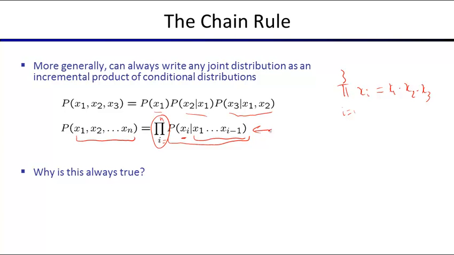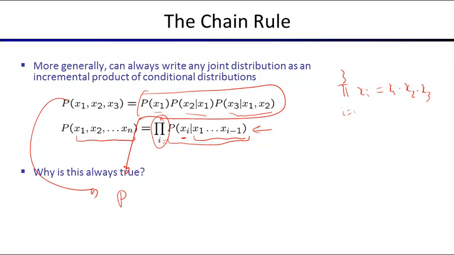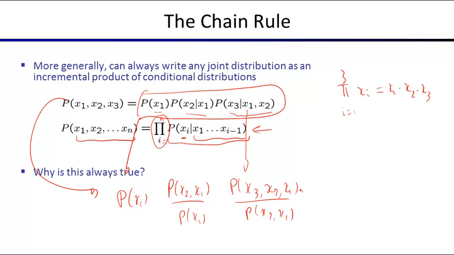Let's see why this is always true. Let's do it by example here. What is this expression here? Let's start with this one here, actually. P of x1, let's just keep that. Then P of x2 given x1. That's the joint over x2 and x1 divided by the marginal for x1. And the next one here, that's the joint for x3, x2, x1 divided by the joint for x2 and x1. The pattern you see here is that you get these cancellations, and you're only left with the last one. And this will always work.